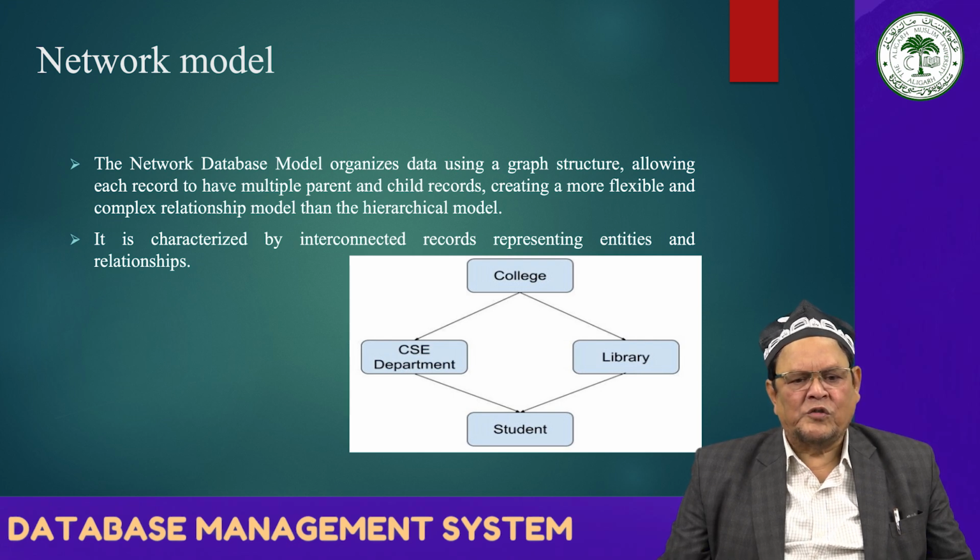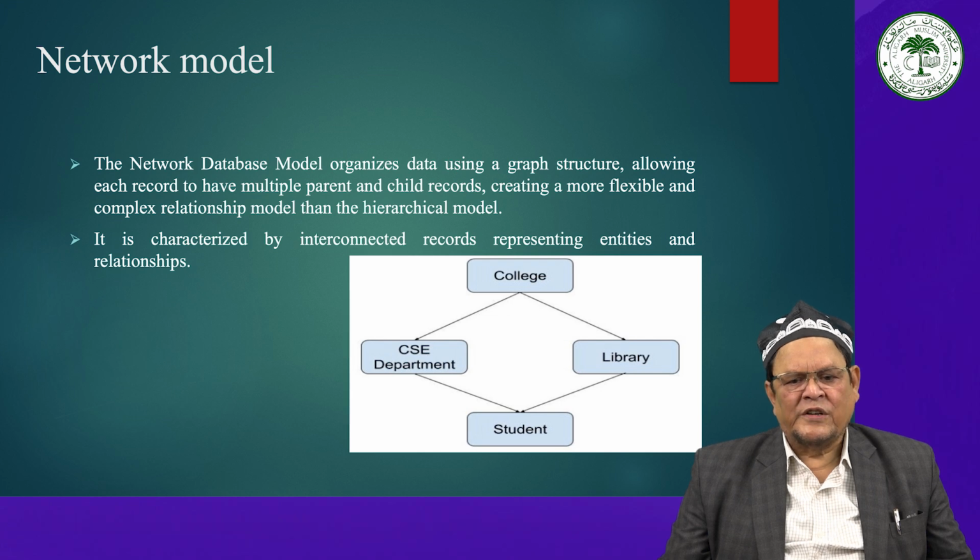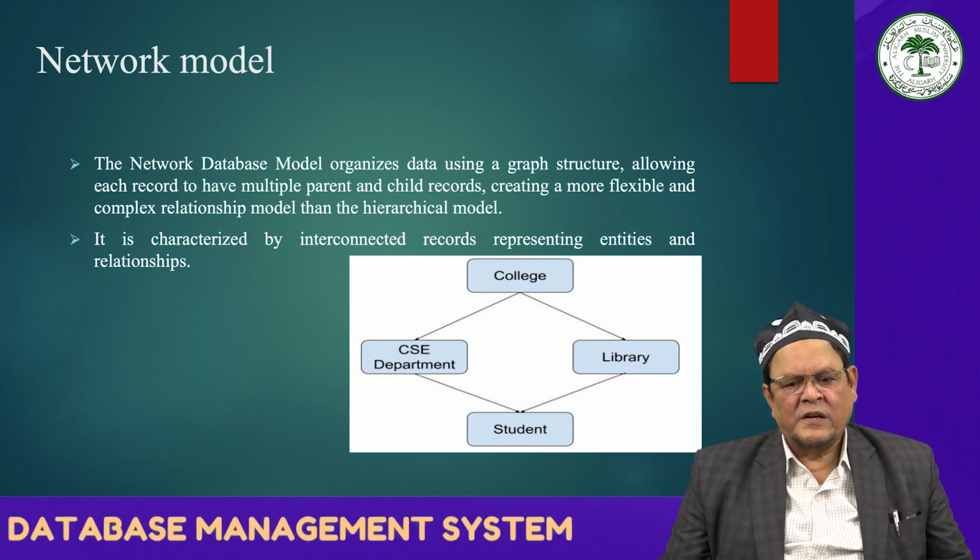The network database model organizes data using a graph structure, allowing each record to have multiple parent and child records, creating a more flexible and complex relationship model than the hierarchical model. It is characterized by interconnected records representing entities and relationships.